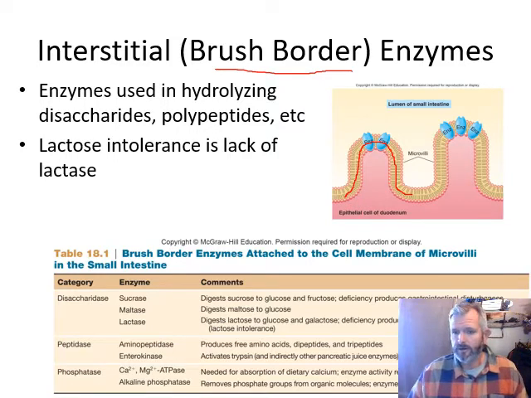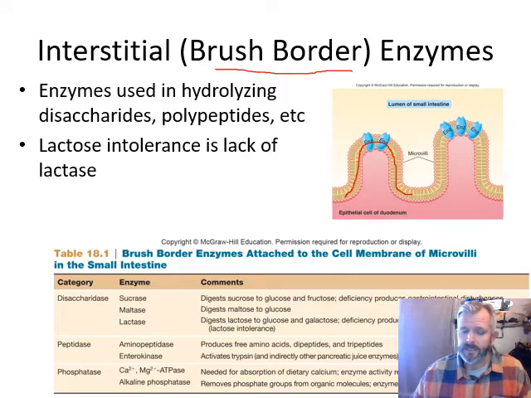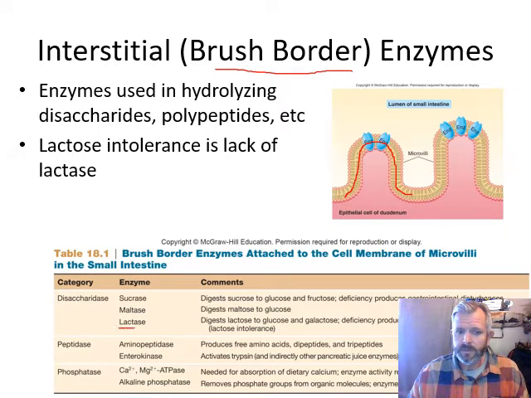Many of you have probably heard of lactose intolerance. People can't eat dairy because dairy is high in lactose. And what they're lacking is a functional copy of lactase. So they're not able to break down lactose into glucose and galactose, so that lactose stays throughout their digestive system and causes that bloating and kind of discomfort.